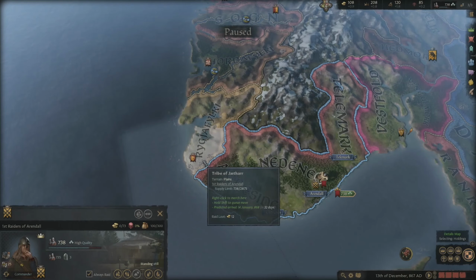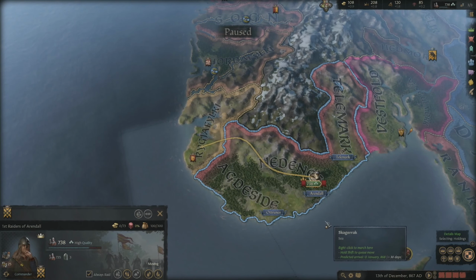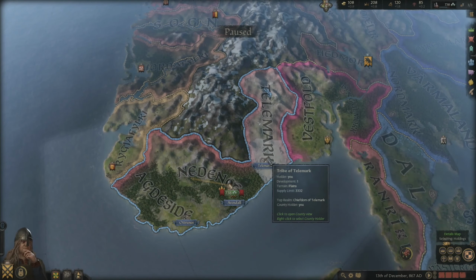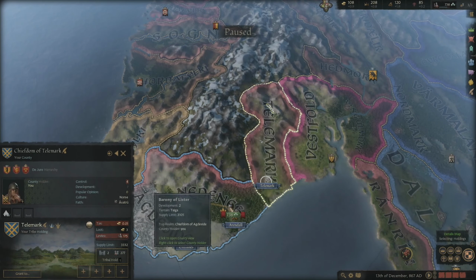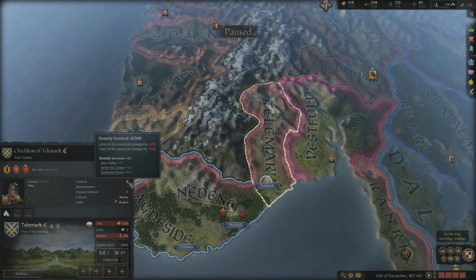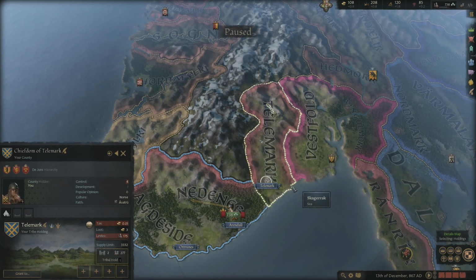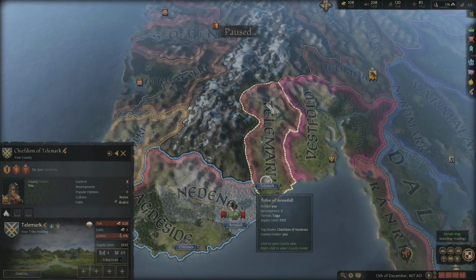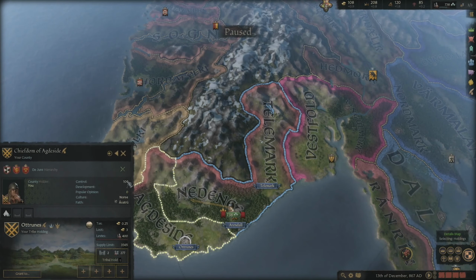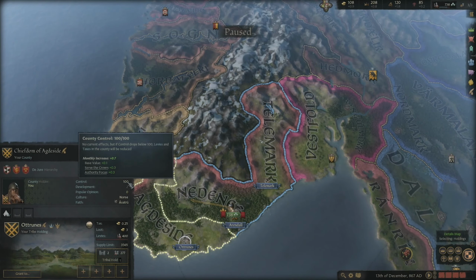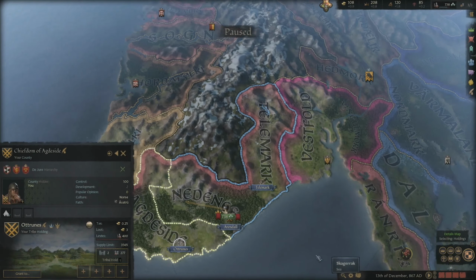So I think we're just going to raid our neighbors here. Oh, we forgot. That's a bummer. We forgot to set up for control. So we talked about control recently, just a little bit. Control basically shows how much control we have over an area, obviously. If we go to one of our areas, you'll see we have 100% control. What that means is that this is giving us the maximum number of taxes and levies and things like that.